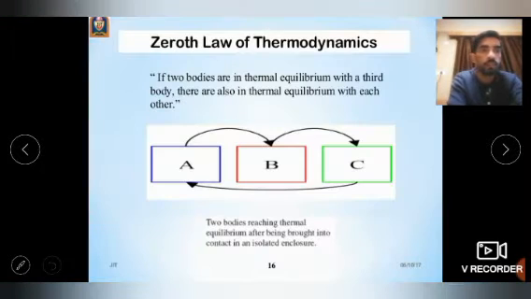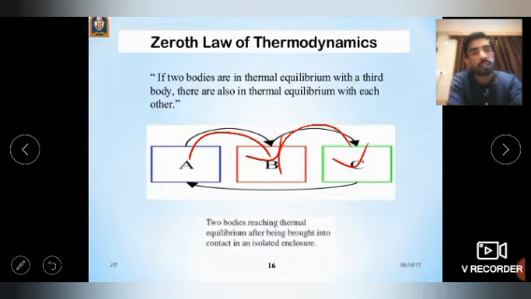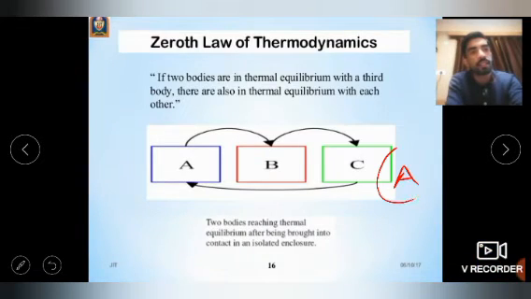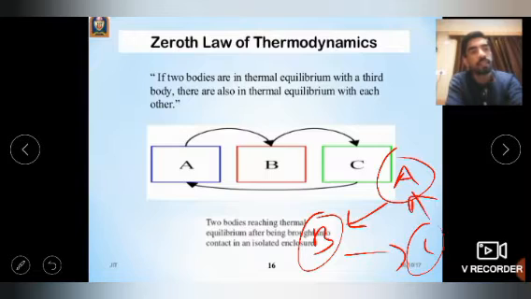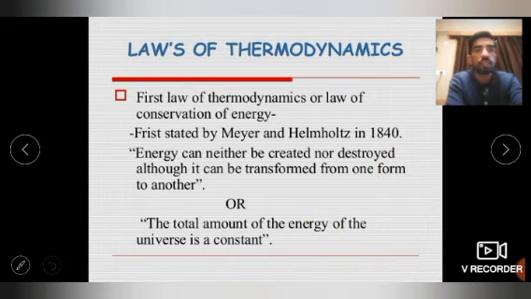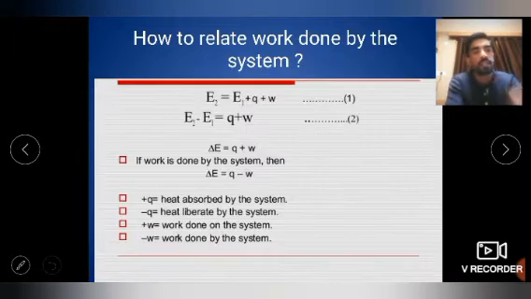Let's understand with the help of this picture. Suppose A is in thermal equilibrium with B and B is in thermal equilibrium with C, it means that C is also in thermal equilibrium with A. So this is the zeroth law. As A will be in equilibrium with B, B with C, and C with A again, it will remain zero. In the first law of thermodynamics, energy can neither be created nor be destroyed, it only transfers from one form to another. This we have already done in that video.